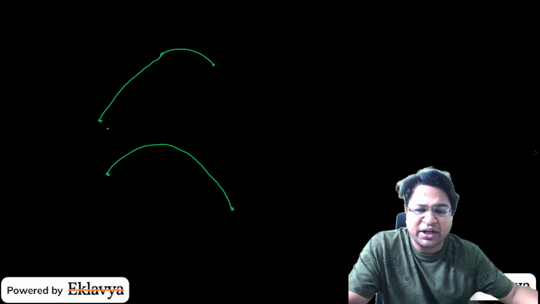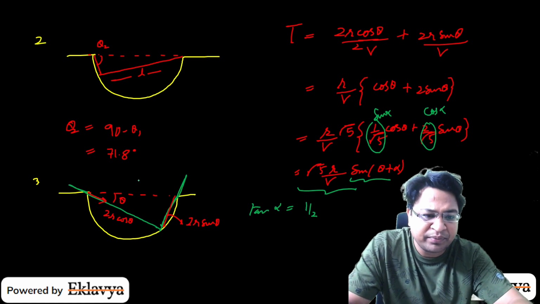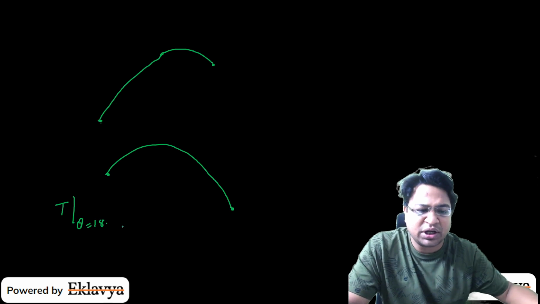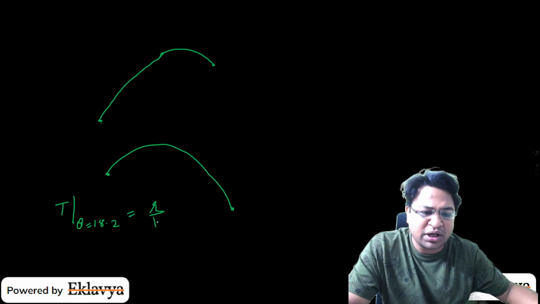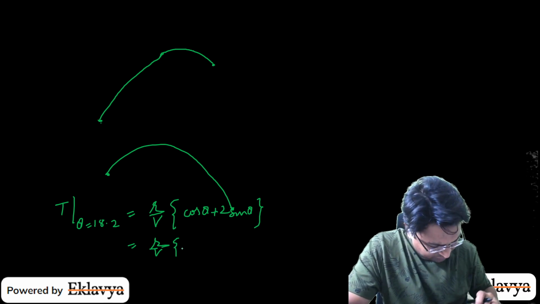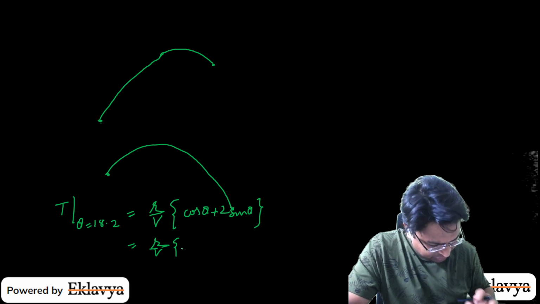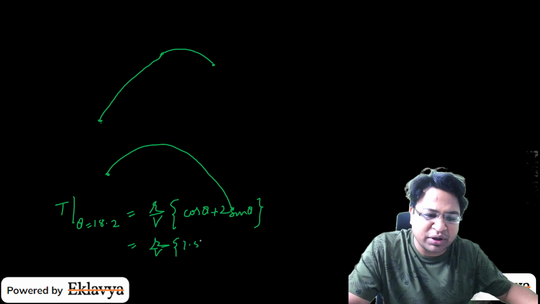So if I check t corresponding to theta equal to 18.2, then this would be r by v, and then we will have cos theta plus 2 sine theta. So this gives me r by v into cos 18.2 plus 2 times sine 18.2, and this is around 1.57.